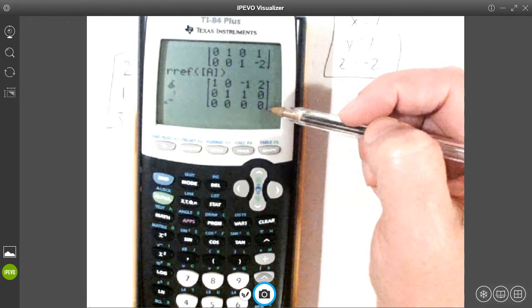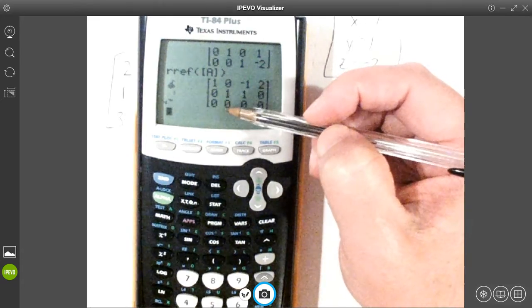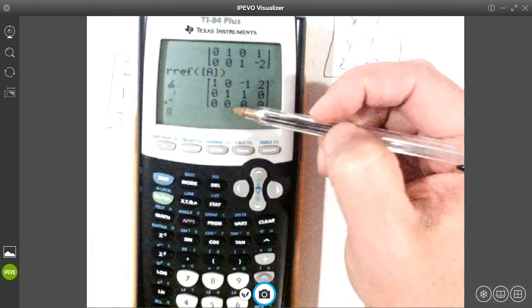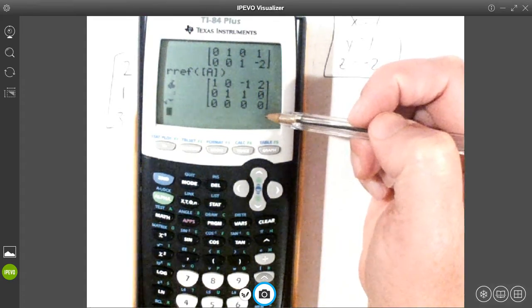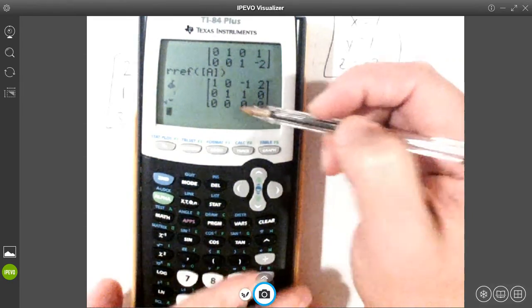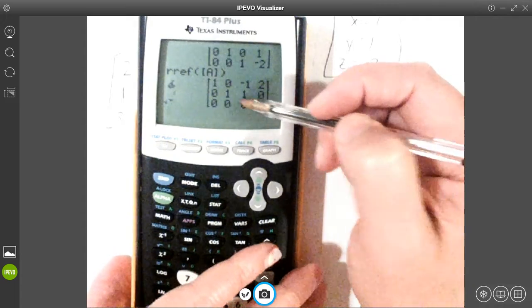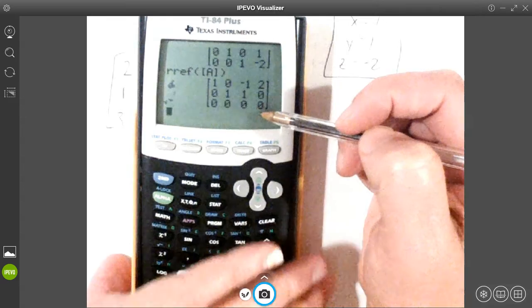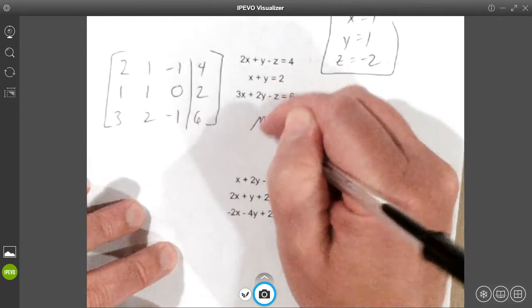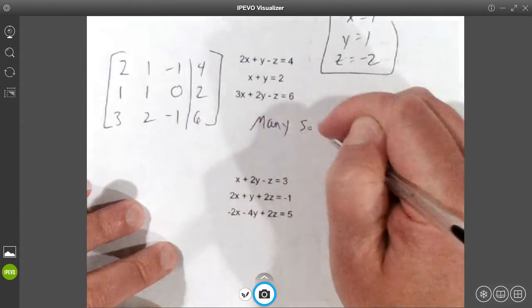Look at that bottom row, all right? If I would write this out, it'd be 0 equals 0. That's always true. So 0, 0 is always going to equal 0. No matter what I put in here for X, Y, and Z, it's always going to make that true. That means there are many solutions to this one.